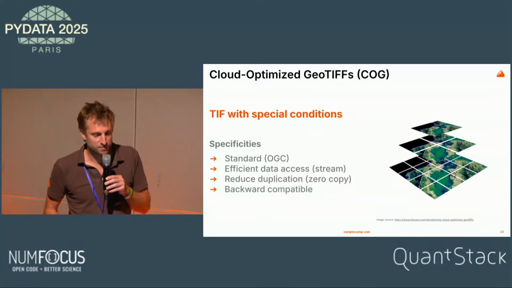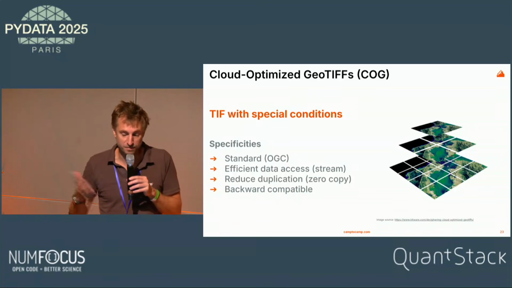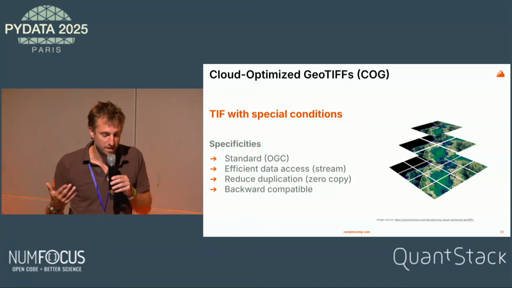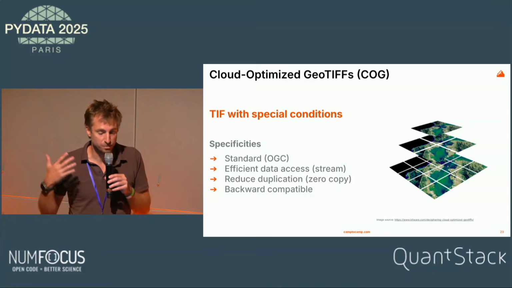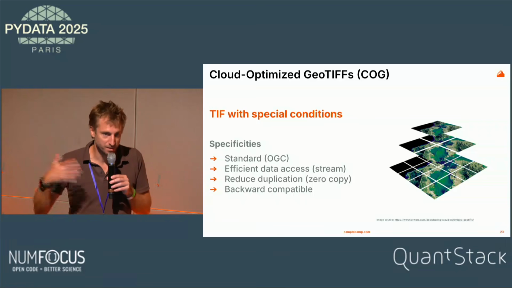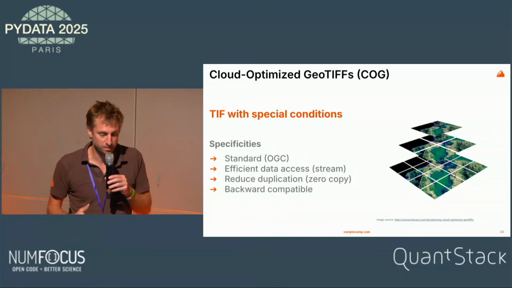The most famous one is the Cloud Optimized GeoTIFF. It's a standard GeoTIFF, but with range requests, etc. So it means that now you don't need to copy or download the file, and you can stream the data and process it on the fly.